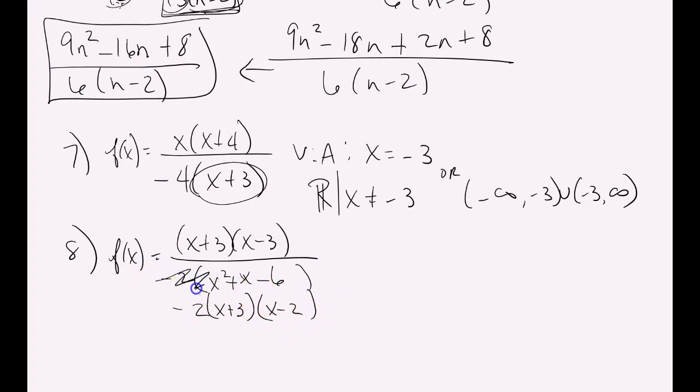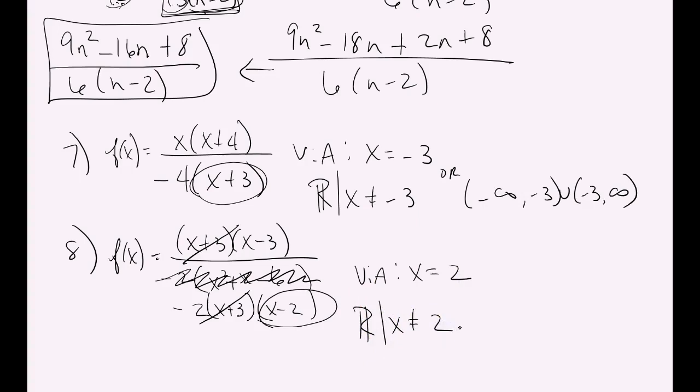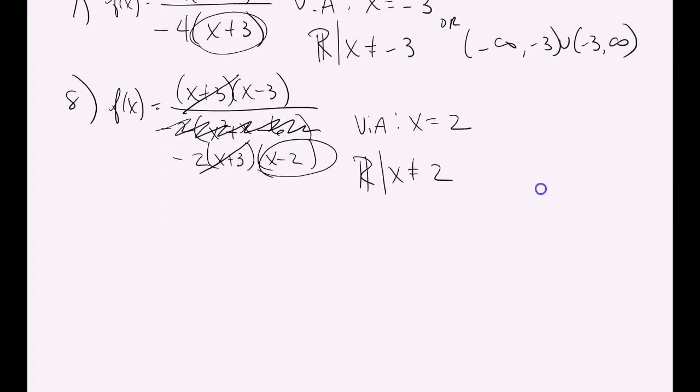And that's important because why? Well, because look, cancel, cancel. So since that canceled, the only thing left on the bottom is that. So the vertical asymptote is at 2, which means the domain is all real numbers, except x is not allowed to equal that 2. Okay.